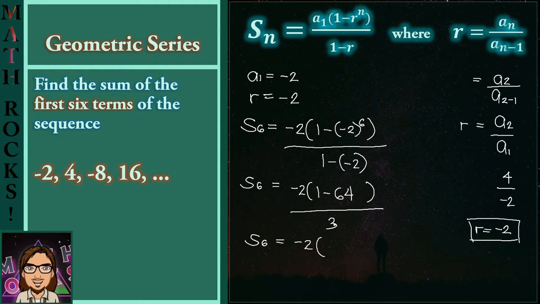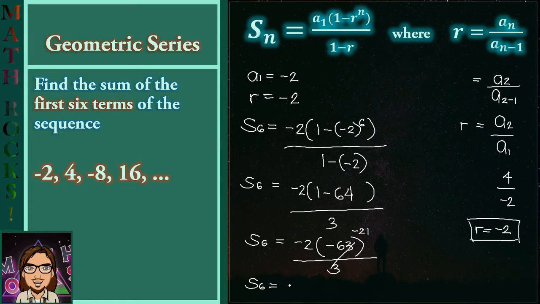And this actually gives us -63. So we may apply the cancellation method because we can easily divide the -63 by 3. Doing so, we have a value of -21. And -21 times -2 gives us +42. So the sum of the first 6 terms is +42.